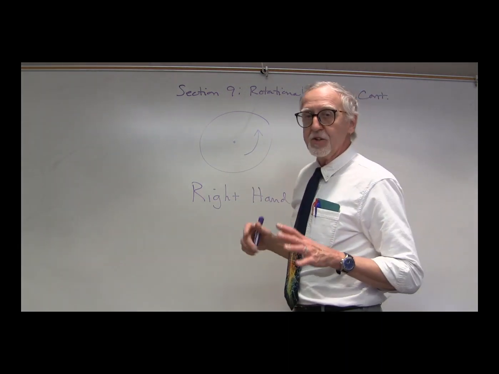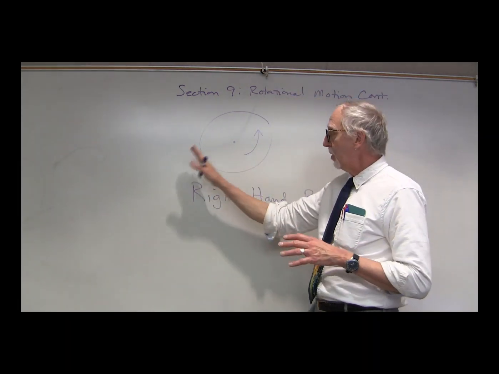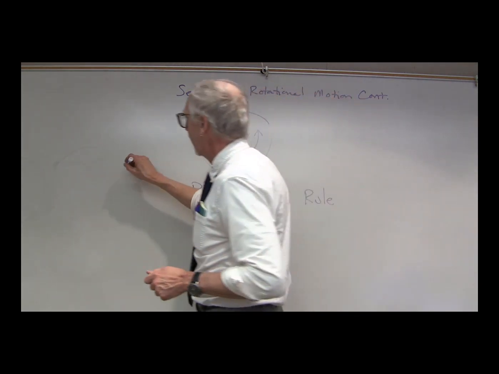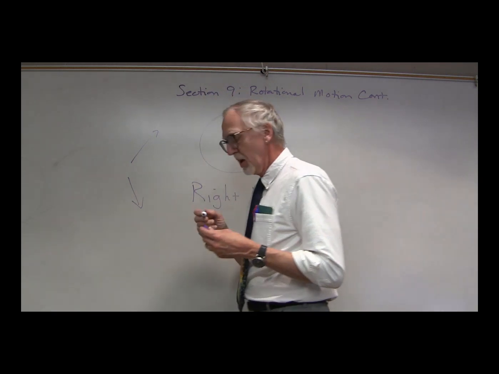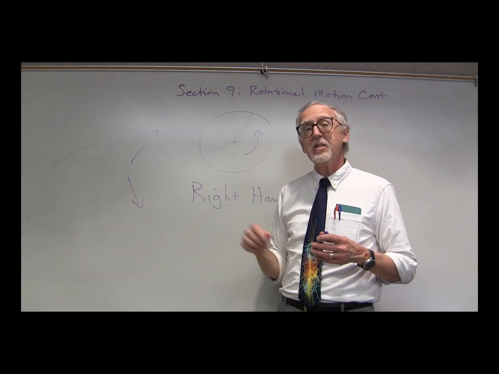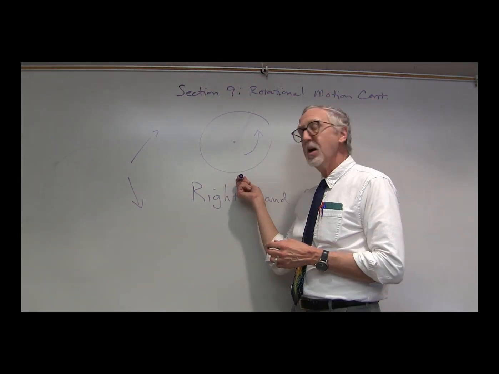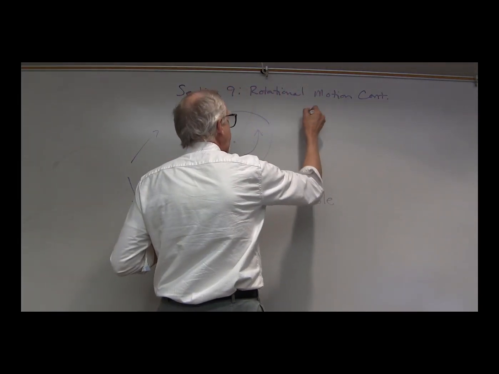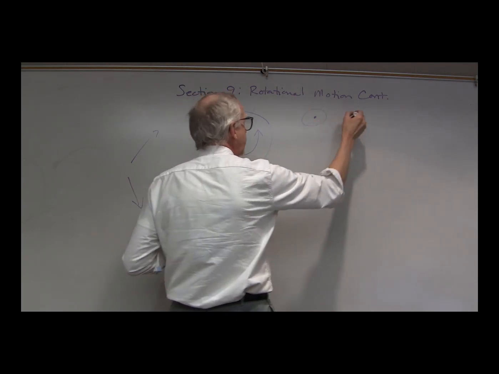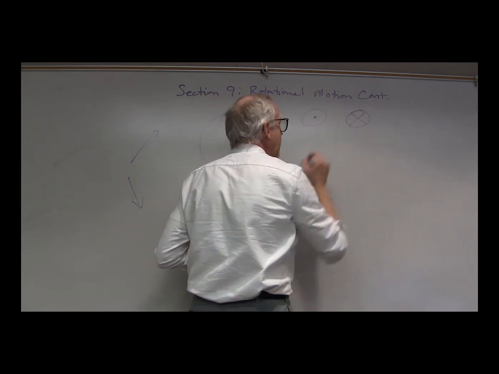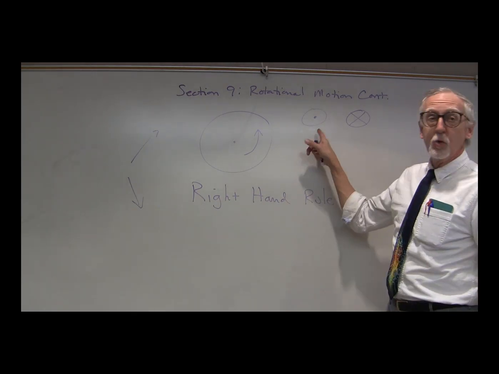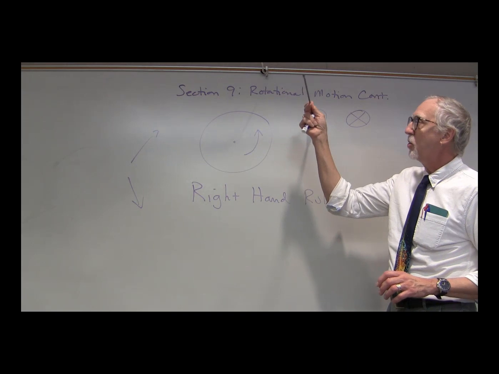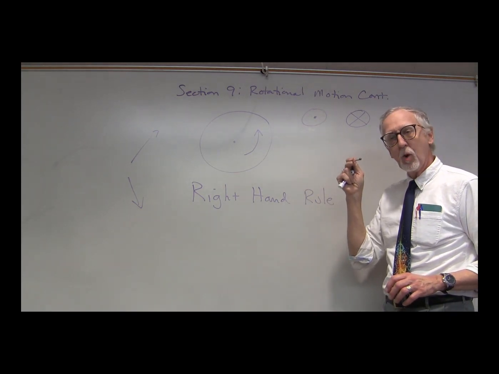So we need a way of describing the third dimension now. When we're talking about directions in the plane of the board, I can just draw arrows. I can draw an arrow that way, or I can draw an arrow that way. But when we want to describe directions that are perpendicular to the board, we need some new symbols. And we will use a circle with a dot in the middle and a circle with an X in the middle. The circle with the dot is like an arrow that's coming out of the board. So imagine there's an arrow coming out of the board toward you.